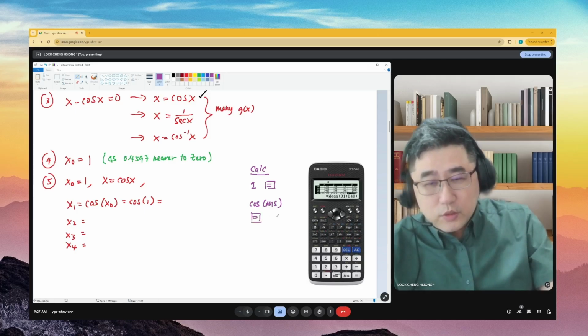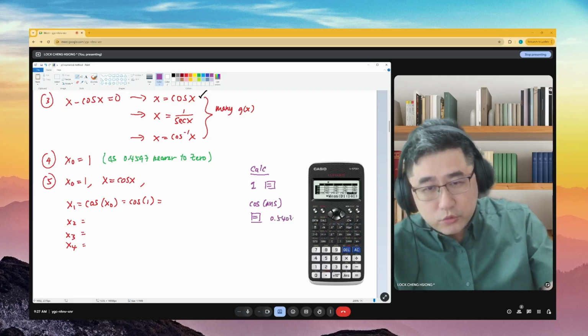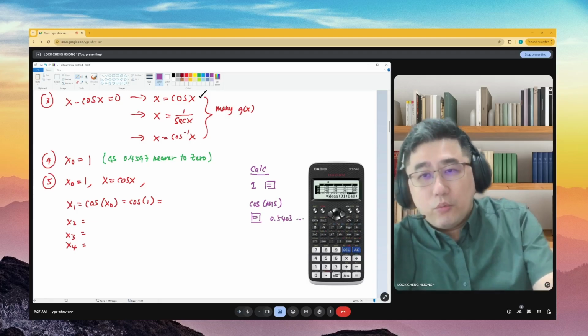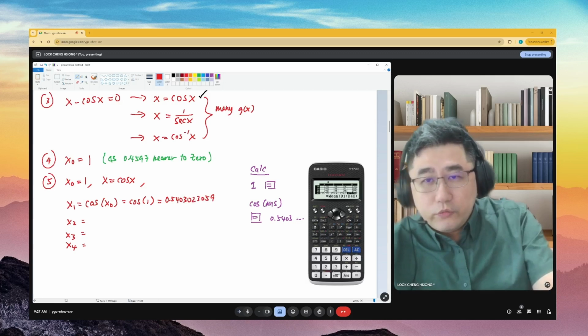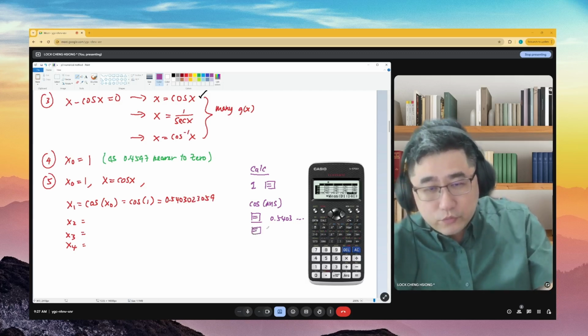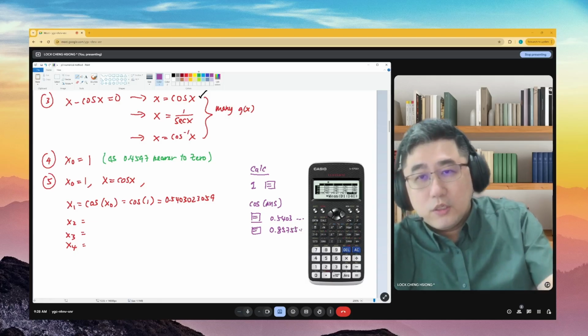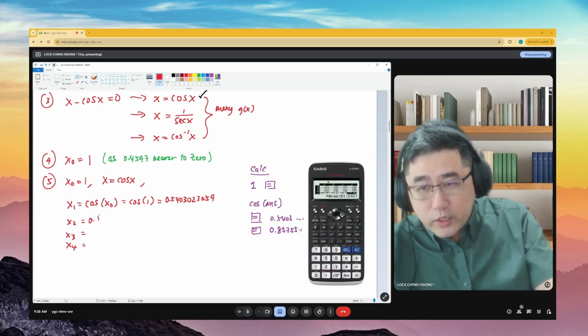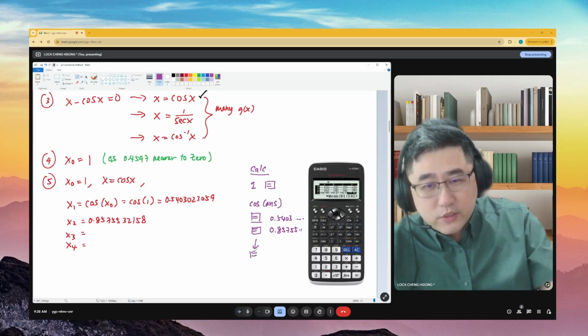Okay, so you will see 0.5403 something. So that will be your first approximation, 0.5403023059. So if you press equal again, you have 0.85755 something. That will be your second approximation, 0.85755322158. That means all you need to do is just keep pressing equal.